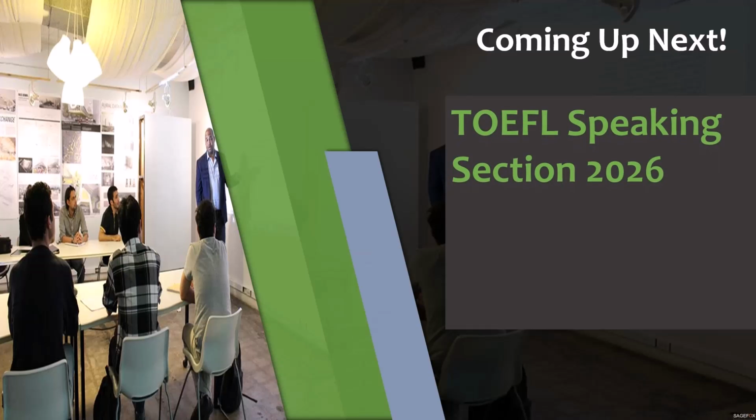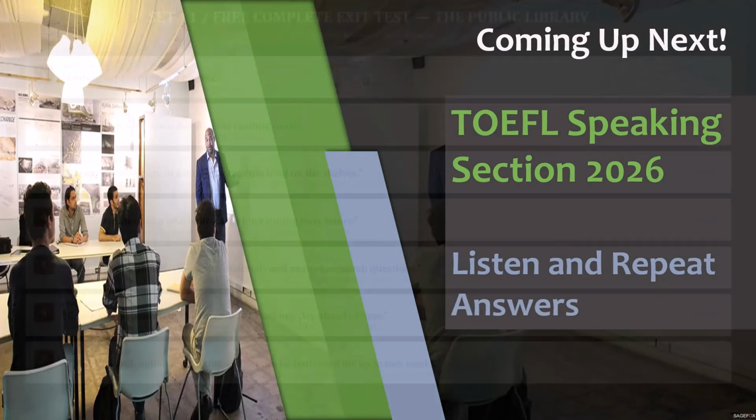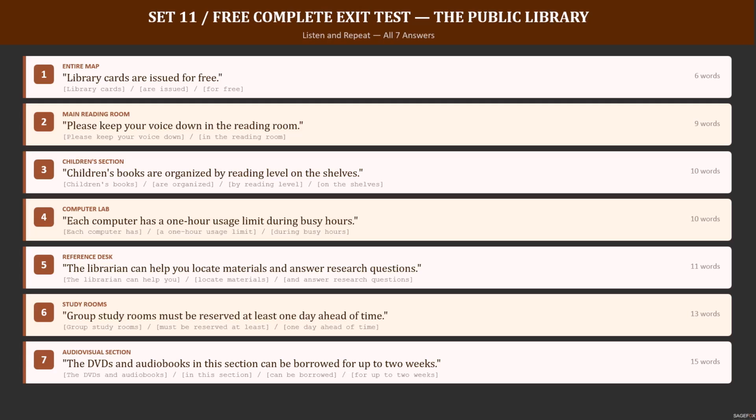All right, coming up, let's take a look at the listen and repeat answers. So here are 1 through 7. Number 1, library cards are issued for free. Number 2, please keep your voice down in the reading room. Number 3 was children's books are organized by reading level on the shelves. Number 4 was each computer has a 1-hour usage limit during busy hours. Number 5, the librarian can help you locate materials and answer research questions. Number 6, group study rooms must be reserved at least 1 day ahead of time. And number 7 was the DVDs and audiobooks in this section can be borrowed for up to 2 weeks.